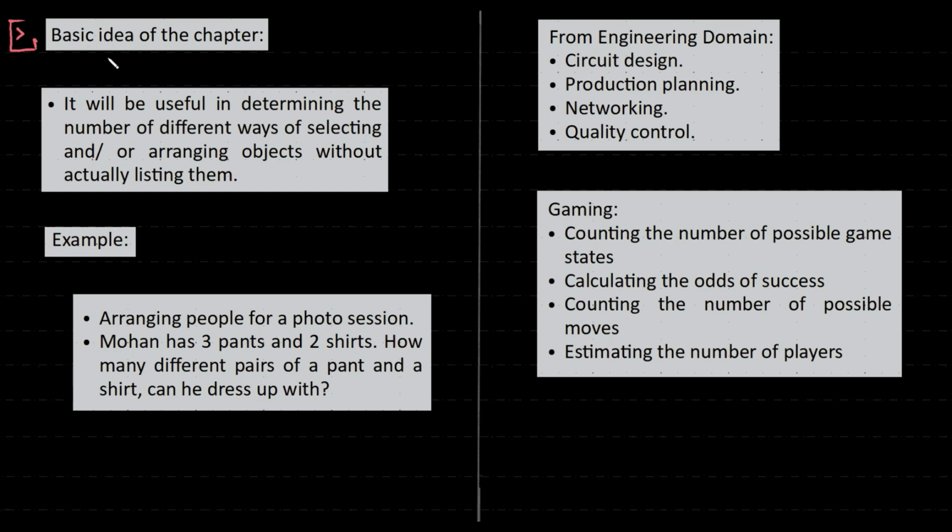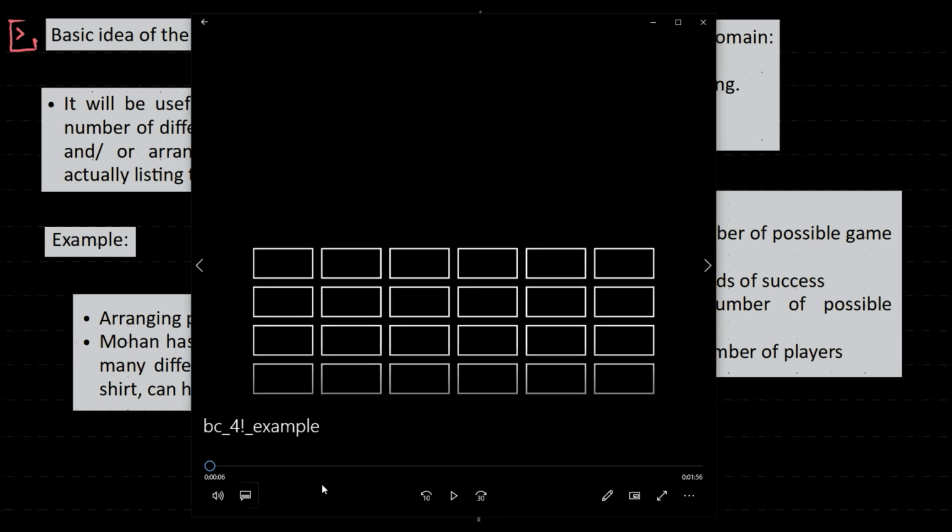What is the basic idea of the chapter? What is it that we are doing with it? How is it going to be useful? It's useful in determining the number of different ways of selecting and/or arranging objects without actually listing them. What does it mean? I have an example over here.